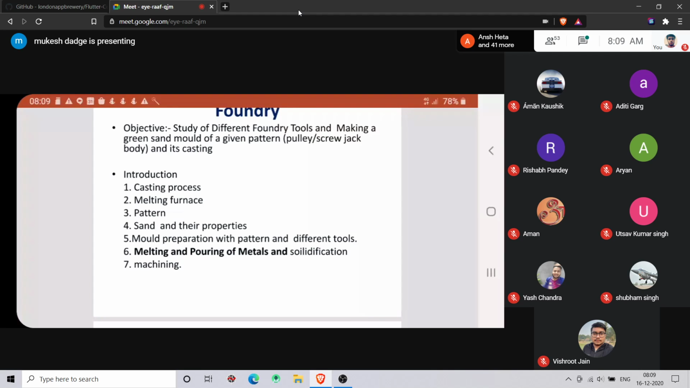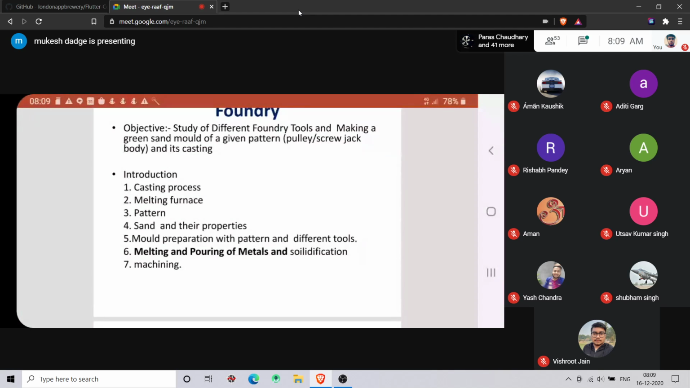Now the fifth section is mold preparation with the pattern and different tools. How to prepare a mold, how to prepare a cavity, with the help of your pattern, different tools and sand. The mold is made from the sand with the help of your pattern and other hand tools. This is the fifth point.